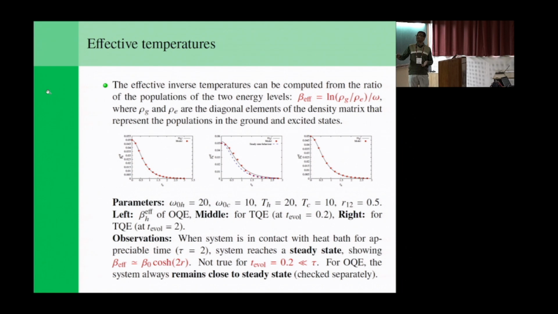The dotted line is the expected line, whereas these red dots are what we get out of our numerical solutions. And we'll come to why there is a deviation over here. However, if we allow it to be in contact with the hotter bath for a longer time, again there is a perfect agreement between the theoretically expected inverse temperature and the obtained inverse temperature.